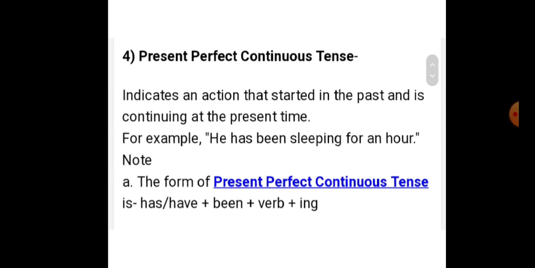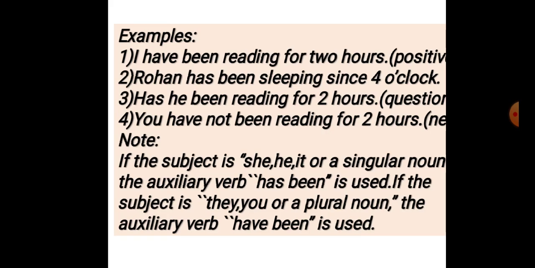Present perfect continuous tense indicates an action that started in the past and is continuing at the present time. For example, he has been sleeping for an hour. The form of present perfect continuous tense is has or have plus been plus verb plus ing. Examples: I have been reading for 2 hours. This is the positive form. Ruhan has been sleeping since 4 o'clock. This is also a positive form. Has he been reading for 2 hours? This is the question form. You have not been reading for 2 hours. This is the negative form.